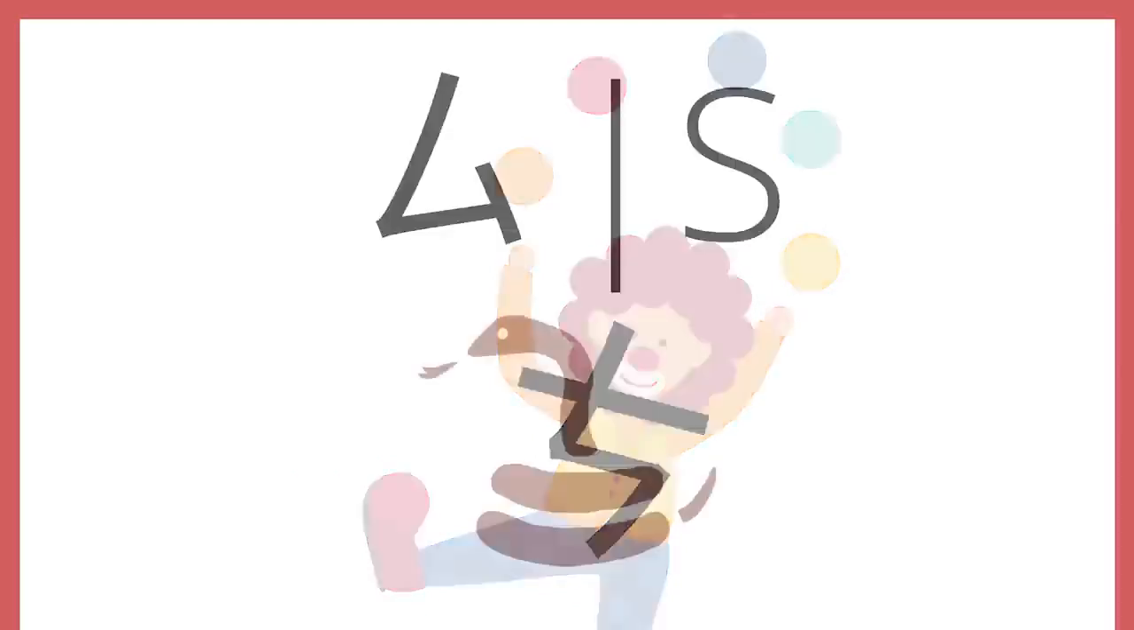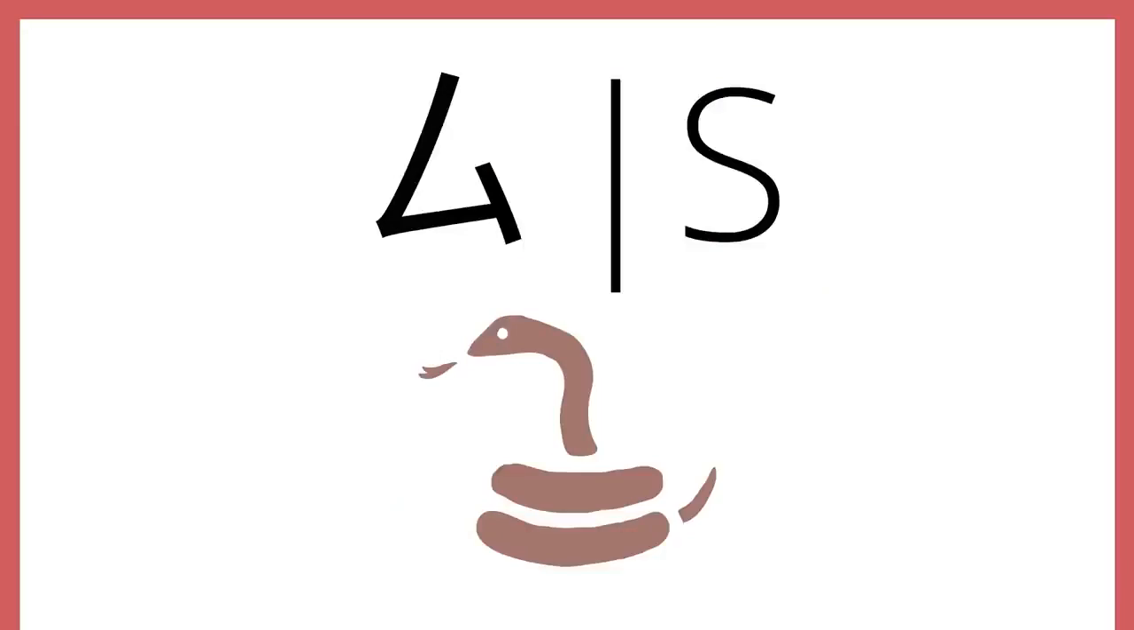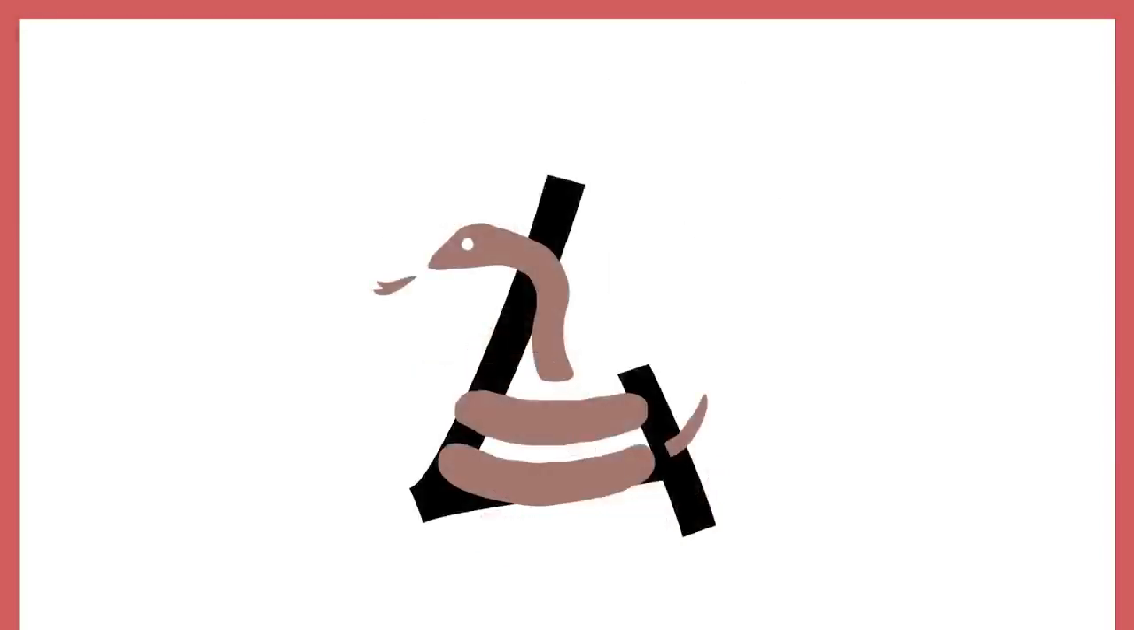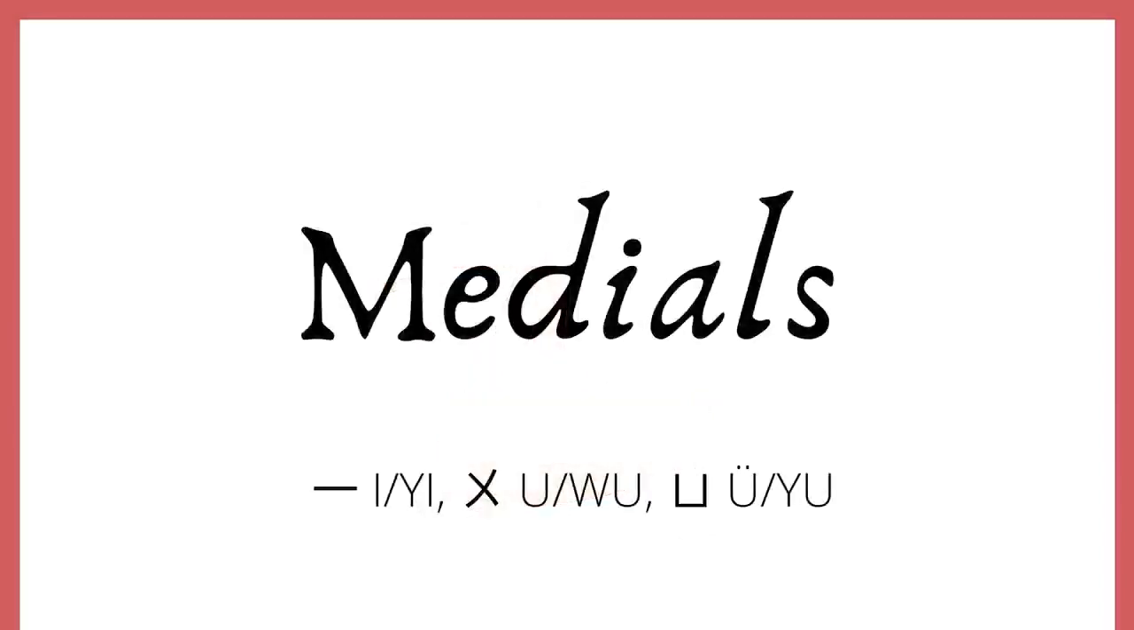See? Then there's si, as in snake without the nake. Si. The pinyin is S, of course, and the zhuyin looks a bit like a coiled snake rearing its head. Phew, those are the initials. Now, let's take a look at the medials.